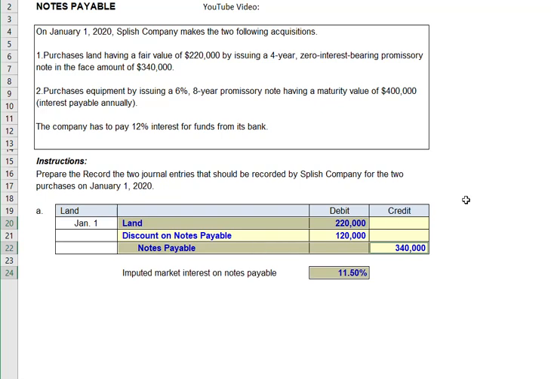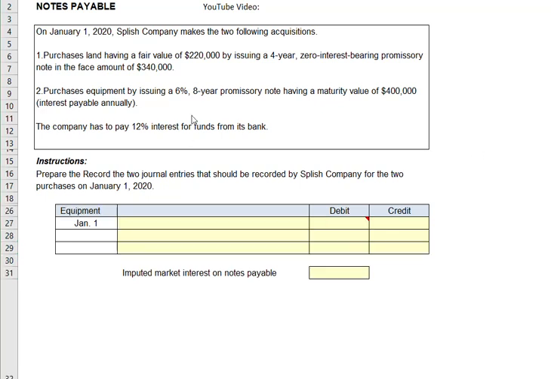One is, in essence, cash or value we are receiving, and the other one is cash or value that we are paying. For transaction number 2, we're told the company purchases equipment by issuing a 6% 8-year promissory note having a maturity value of $400,000 with interest payable annually. We're also told the company has to pay 12% interest for funds from its bank.